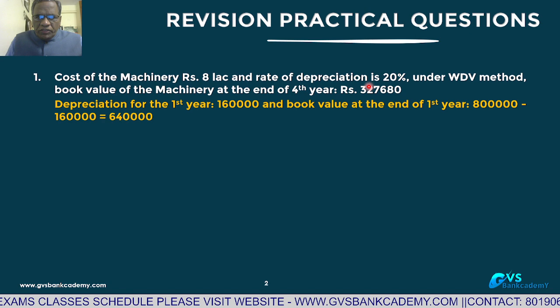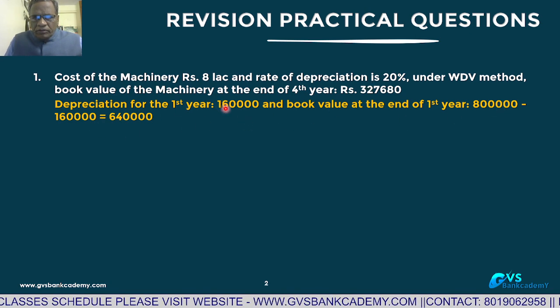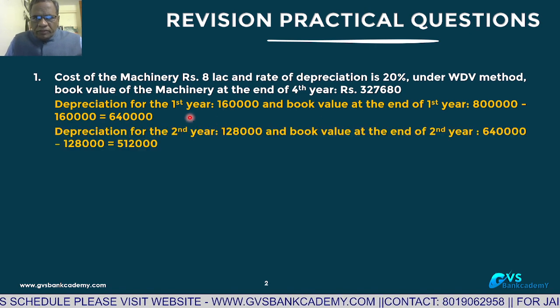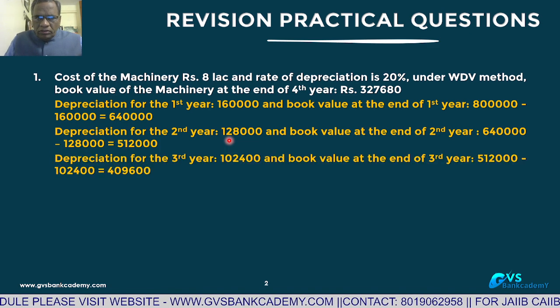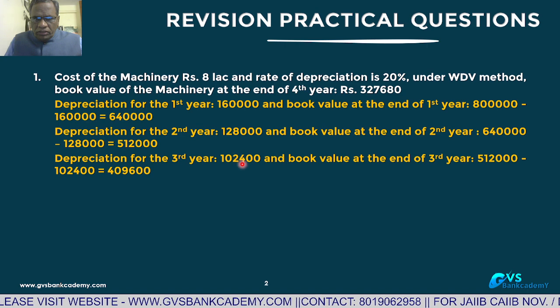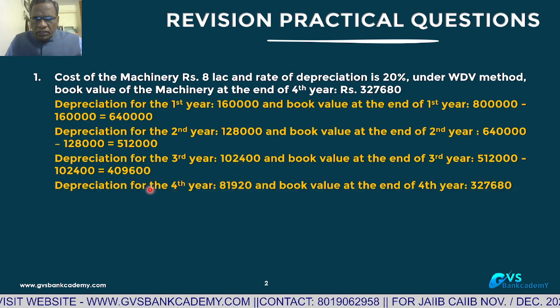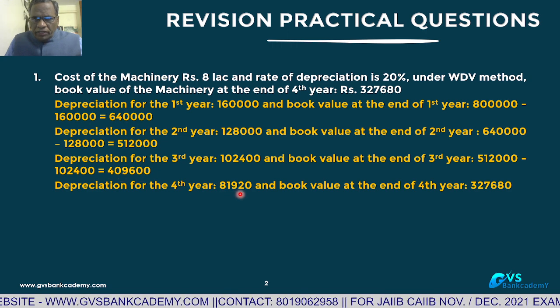Now, depreciation for the first year, 8 lakhs into 20%, 1,60,000. Second year depreciation, 6,40,000 into 20, 1,28,000. Third year depreciation, 5,12,000 into 20, 1,02,400. And depreciation for the fourth year, 4,09,600 into 20, 81,920.